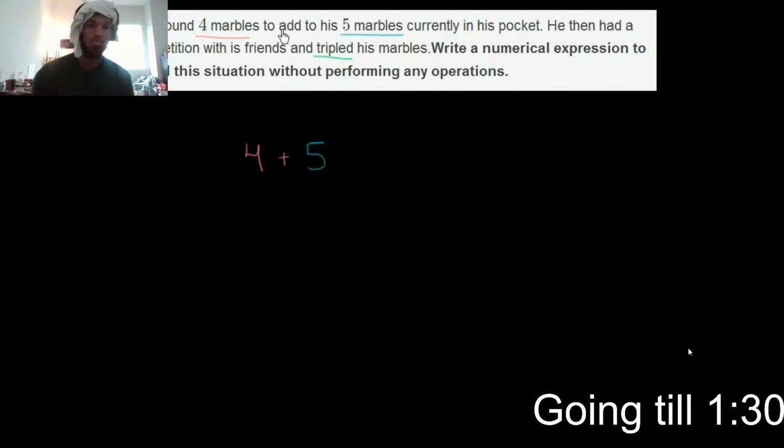He found 4 marbles to add to his 5 marbles currently in his pocket. He then had a competition with his friends and tripled his marbles. So this is how many marbles he had before tripling, and now he's tripling. So we'd want to multiply 3 times the total number of marbles he has now, times 4 plus 5. So this right over here is the numerical expression that models the situation without performing any operations.